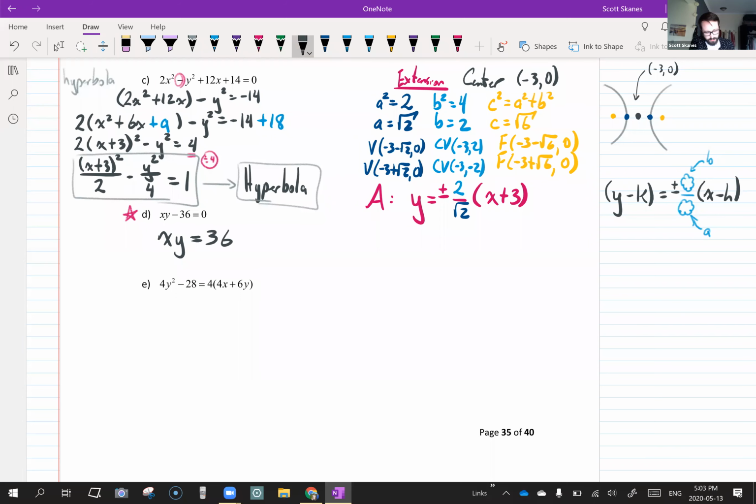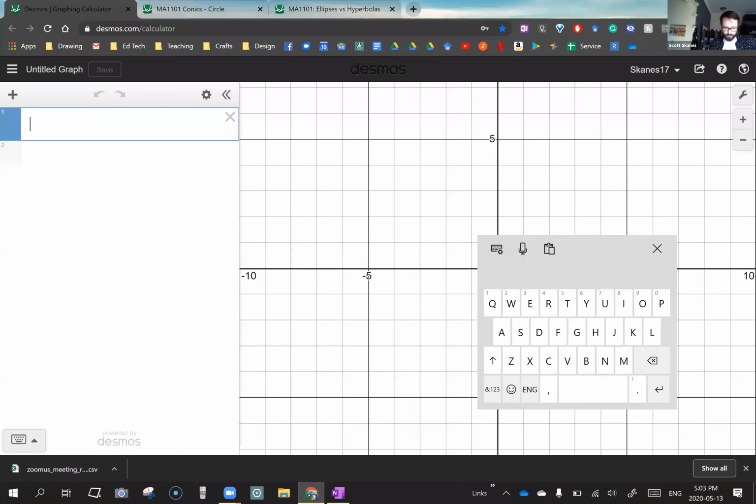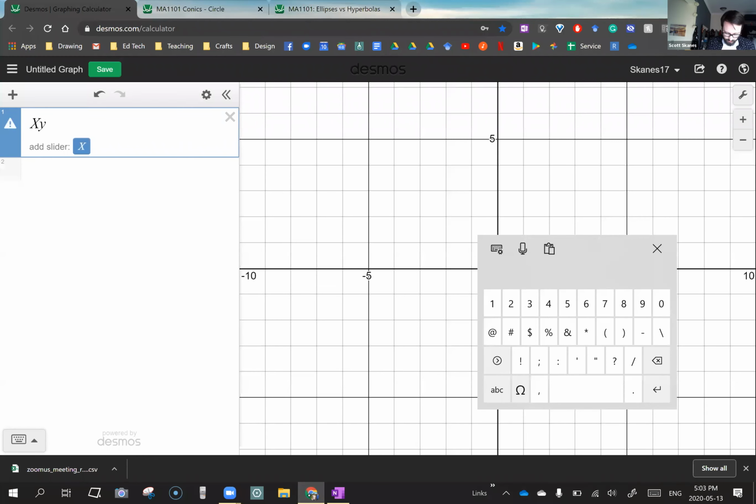XY equals 36. If you remember from a couple days ago, if you have something in this form, XY equals a constant, it's a hyperbola. This would be kind of like a bonus question sort of thing. We didn't really cover that very much, so I'm not going to cover it very much now. But just to prove it to you, XY equals 36, so I'll write it here, I guess. XY equals 36.